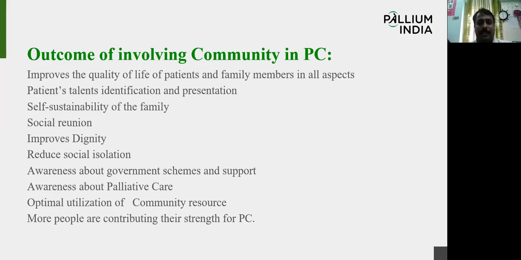When we engage volunteers or the community, they improve their dignity of life.